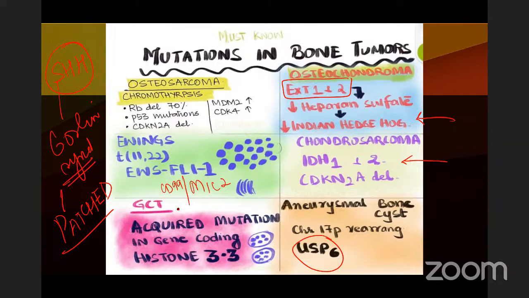Okay, now giant cell tumor mutation is very, very important. Please remember that there is an acquired mutation in the gene coding for histone 3.3. That is the mutation for giant cell tumor. It is an acquired mutation of the gene coding histone 3.3, which you all should be clear about.